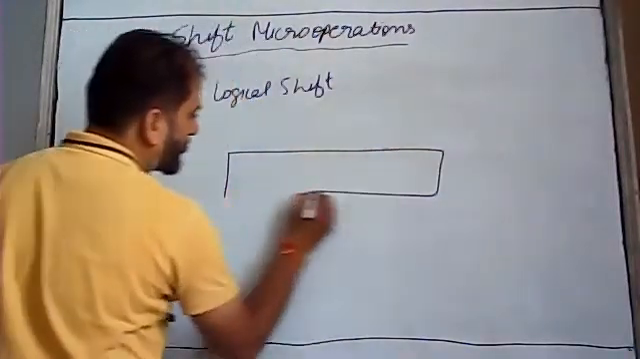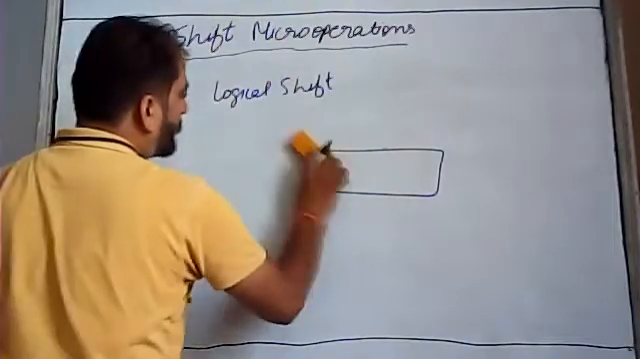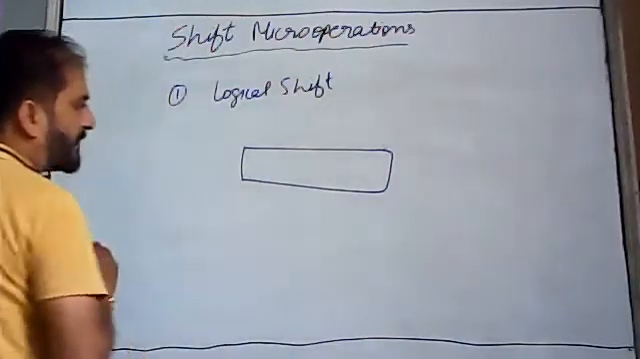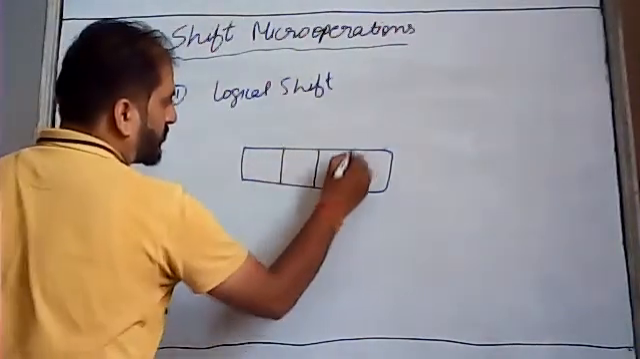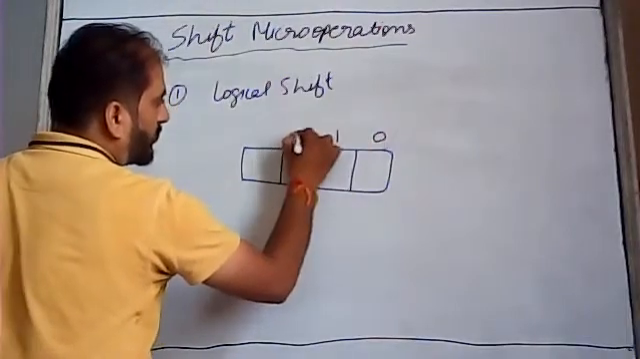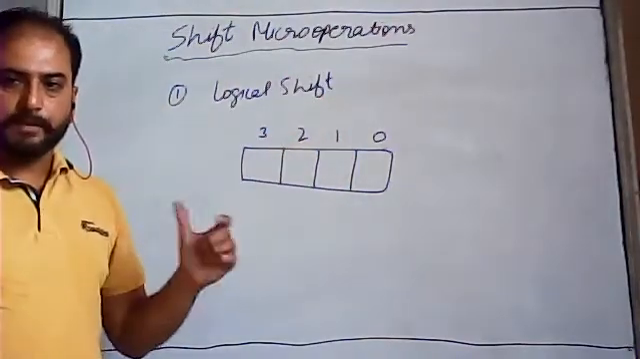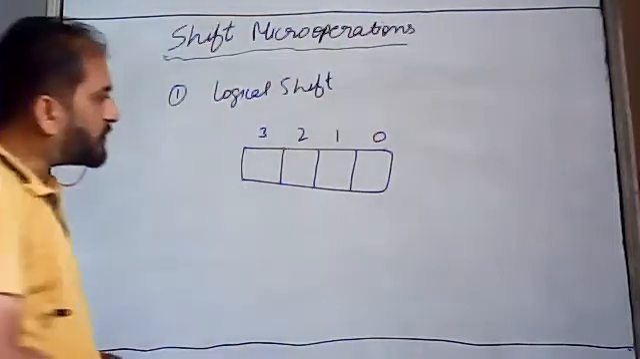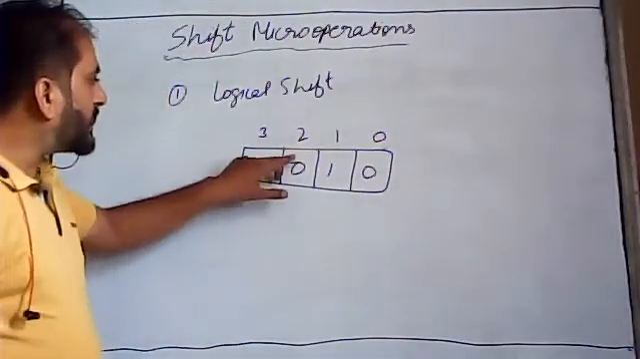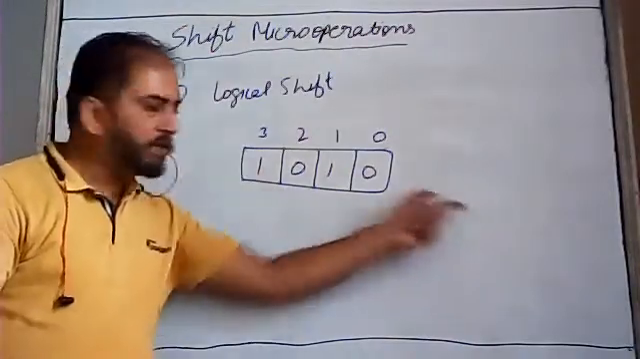Suppose this is a register, and let's take an example of a 4-bit register. This is the numbering of the bits of the register: 0, 1, 2, and 3. So let us suppose we have data 0, 1, 0, 1. This is the data that I want to shift either to the left or to the right.